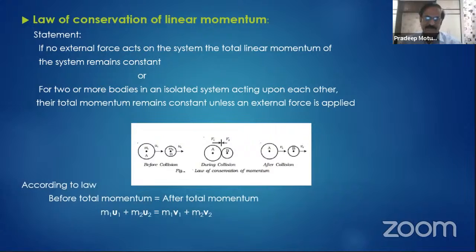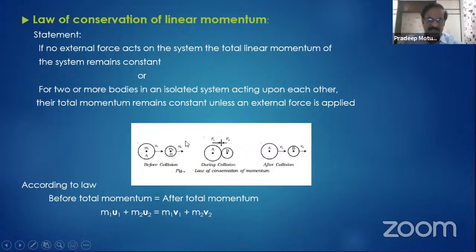According to this law, there is no external force acting on the system. The total momentum before collision: what is the momentum of the first body? m1 u1. What is the momentum of the second sphere B? m2 u2. The total momentum is m1 u1 plus m2 u2. This is equal to the total momentum after collision. The momentum of the first body after collision is m1 v1, and the momentum of the second body is m2 v2. The total is m1 v1 plus m2 v2.